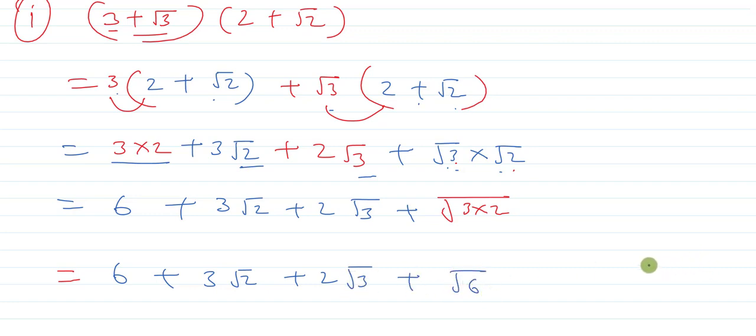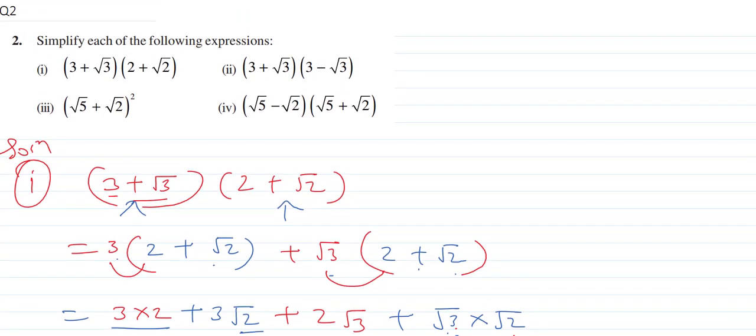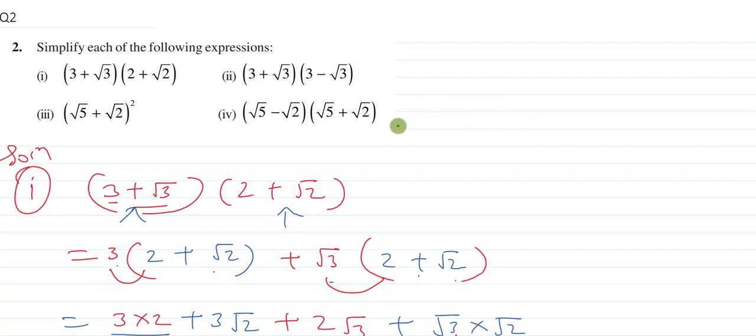In this way, we have simplified an irrational number. But here, this irrational number is formed by addition of a rational number and irrational numbers. That we have to notice. So this was the first question's simplification. So in this way, you have to expand this.